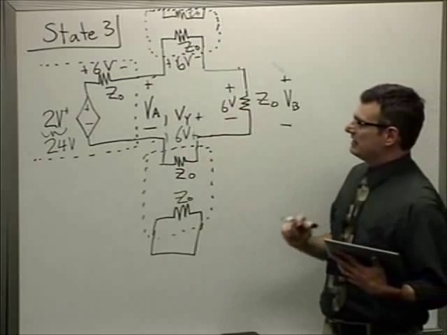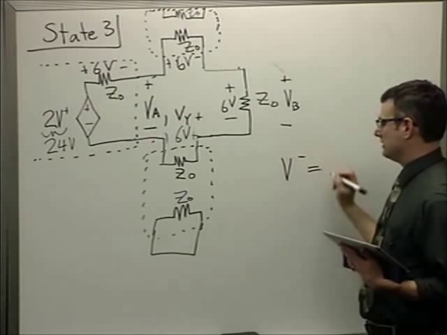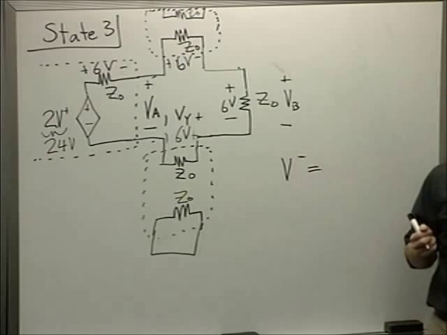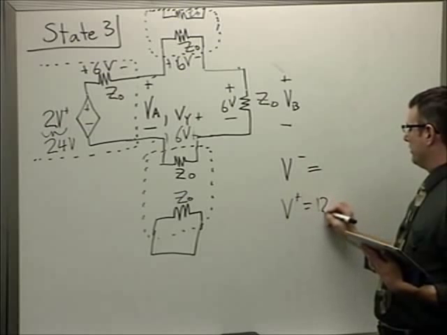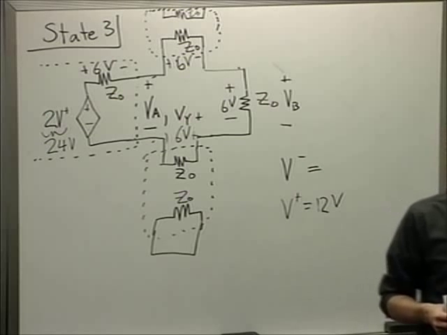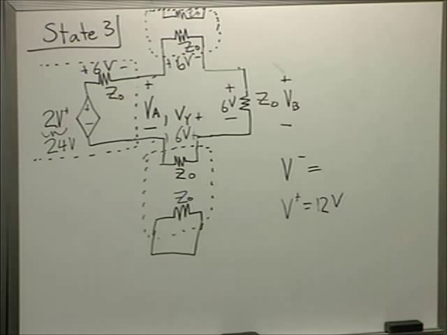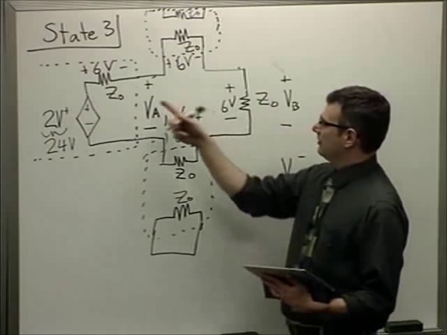The only other piece of information we need is our new V minus. Well, what does that equal? Well, we know that V plus is equal to 12 volts. And if I knew the reflection coefficient at my new junction, I could calculate V minus really easily. I just multiply by V plus. What is the reflection coefficient? Well, it went from open and it changed to something else. What is that something else?